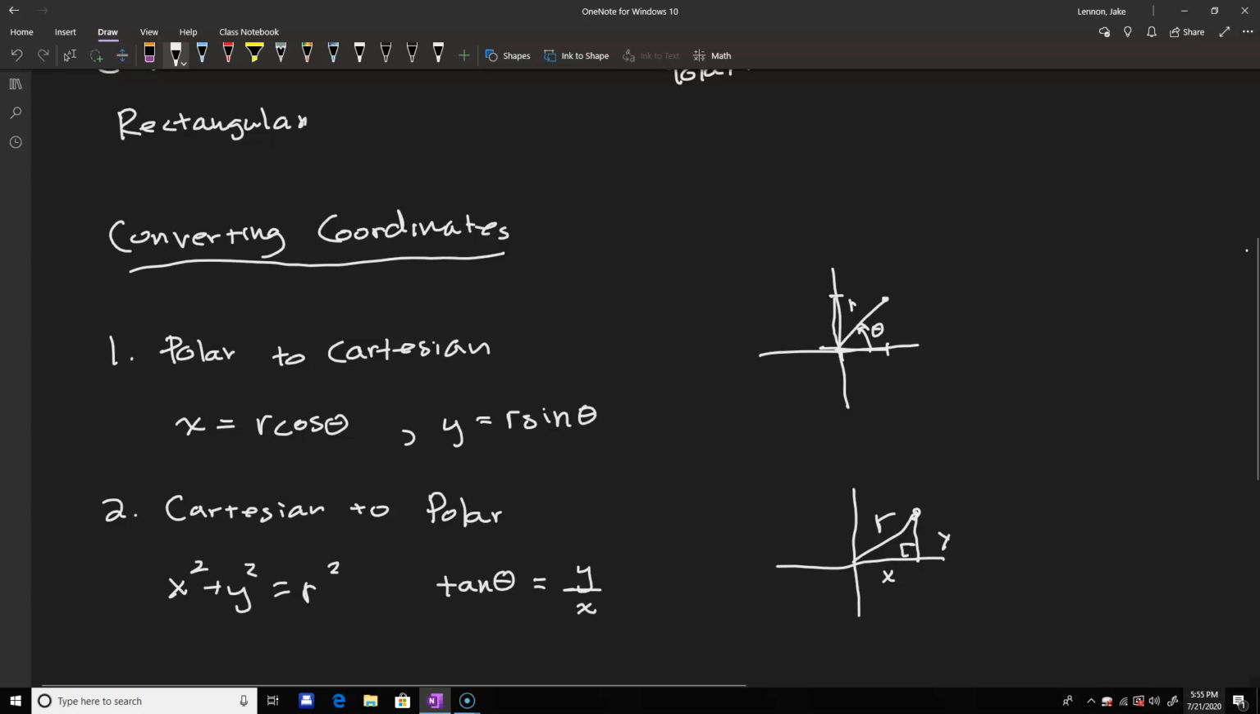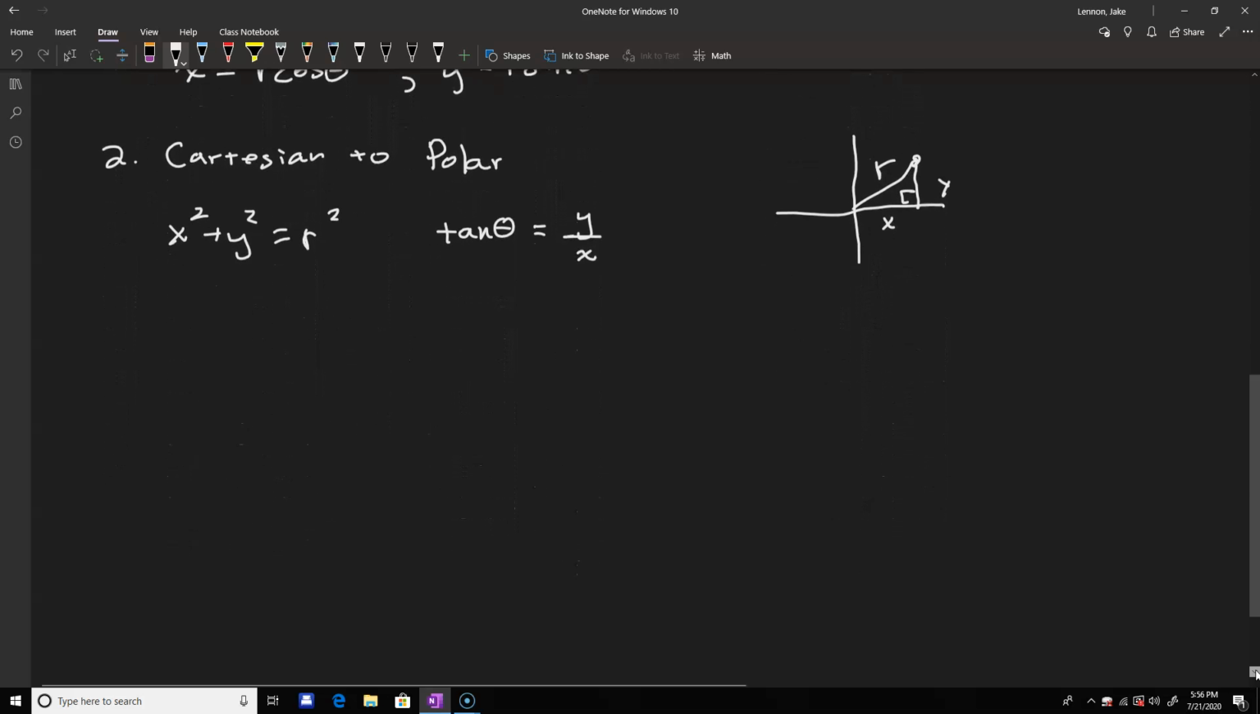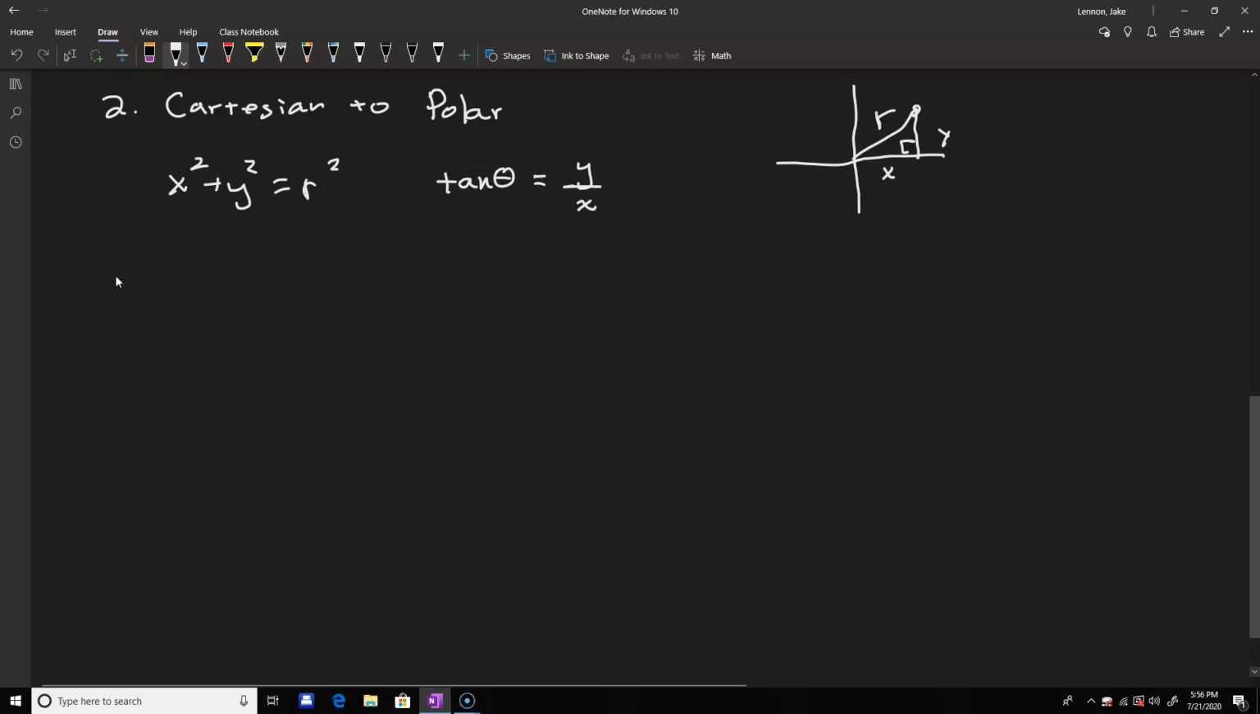So let's go ahead and look at some actual numbers where we can do the converting. Let's get some actual points and do the practice that way. So, example. For part A, we will convert the point (2, 3 pi over 4) from polar to Cartesian.